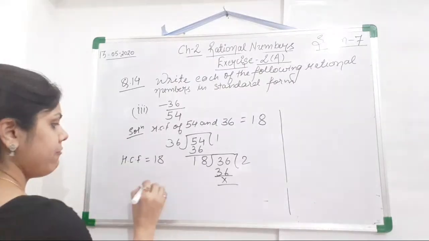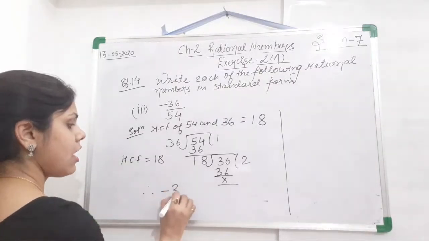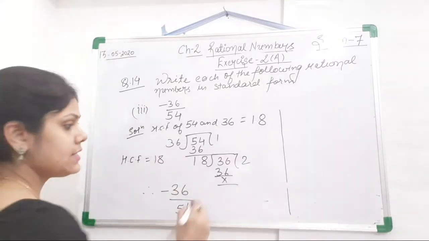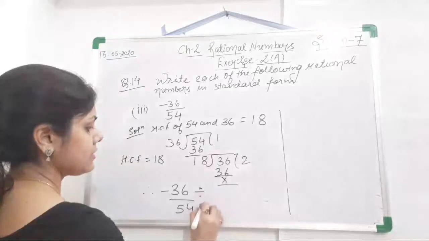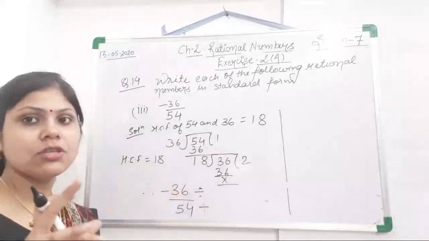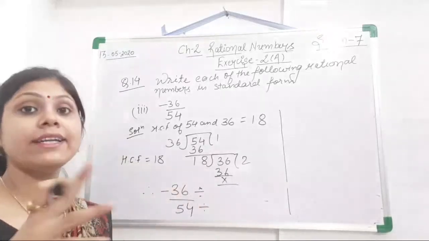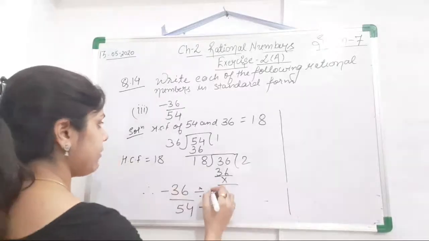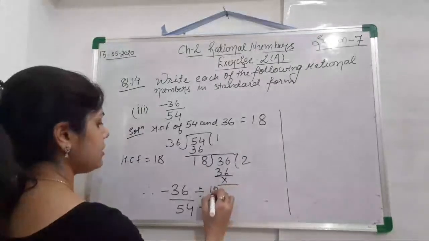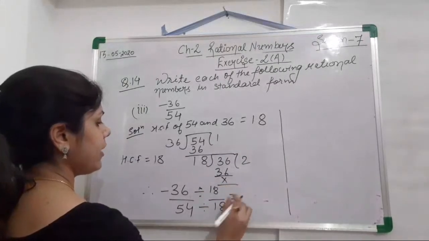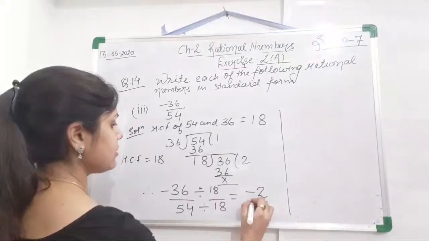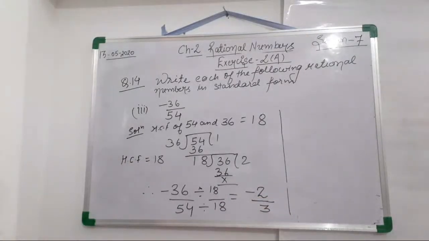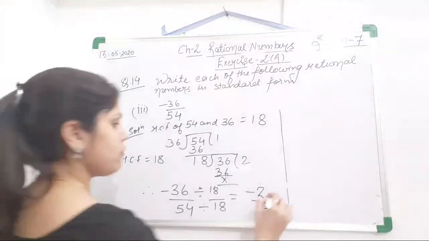Fine. Therefore, now you will consider the sign. Minus 36 upon 54 was there, divided by the HCF. The concept is that every time you will get the HCF positive. You will not get the HCF as negative. So divided by 18. 18 2s are 36, 18 3s are 54. So what will be the answer? Minus 2 by 3 is the answer.